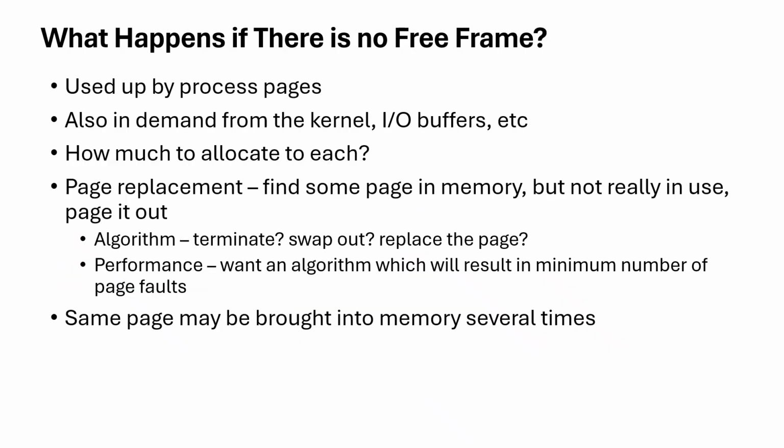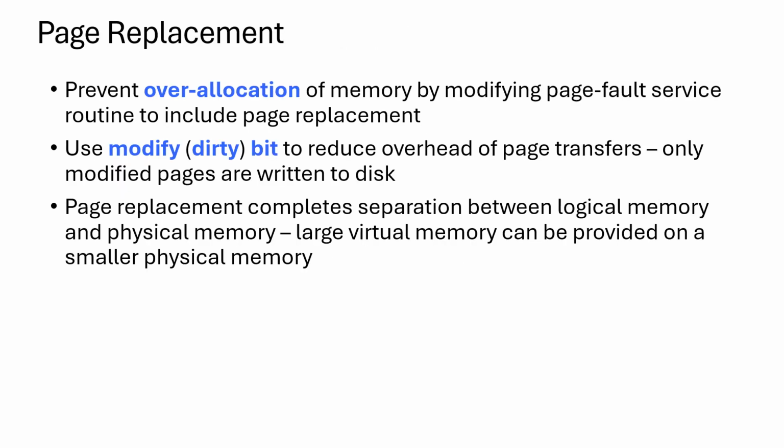So what happens if there is no free frame? We have to go for a replacement policy. Page replacement finds some page in memory that is not really in use and pages it out. We can go for different policies, such as first in first out and LRU, which we'll discuss. So prevent over-allocation of memory by modifying the page fault service routine to include page replacement. The modify bit or dirty bit is used to reduce the overhead of page transfers. Page replacement completes the separation between logical memory and physical memory.